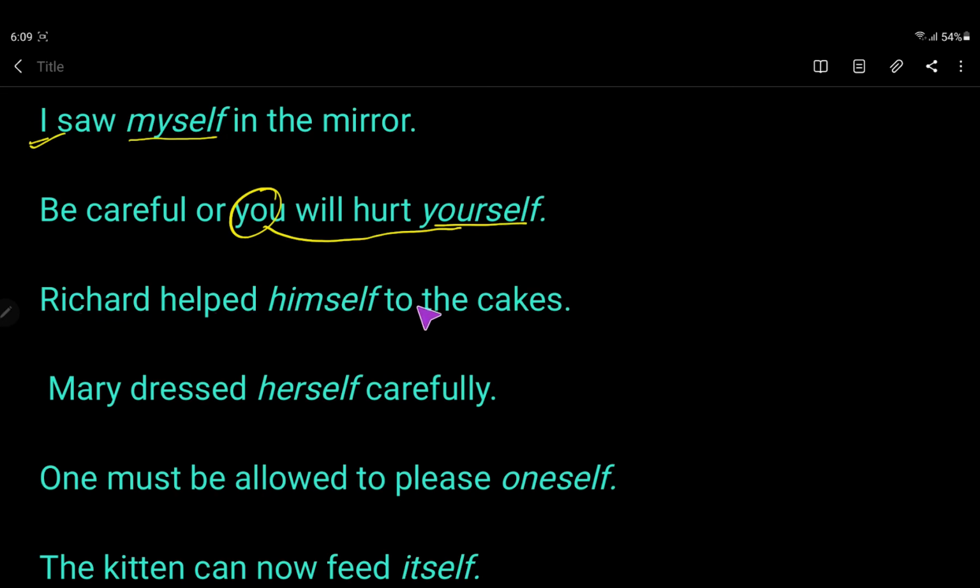Richard helped himself to the cakes. Here himself is used in place of Richard. Mary dressed herself carefully. Here herself is used in place of Mary, which is the subject in this sentence. Next sentence: One must be allowed to please oneself. Here we know the subject is one, and in place of it oneself is used. Next sentence: The kitten can now feed itself. We usually use the pronoun it in place of animals; it is just reflecting the subject, kitten.